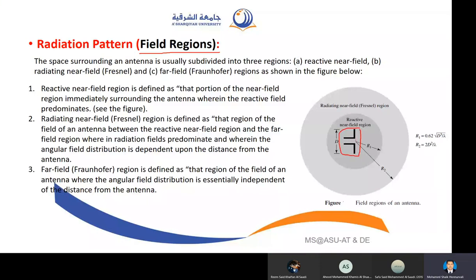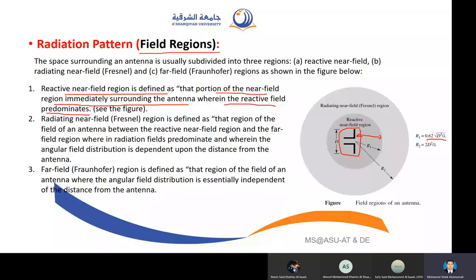If your radiation is present within this small circle here, that region we call the reactive near field region. It is defined as the portion of the near field region immediately surrounding the antenna wherein the reactive field predominates. Basically, this may be more complex for you. The main thing is that the radiation should be less than this distance.